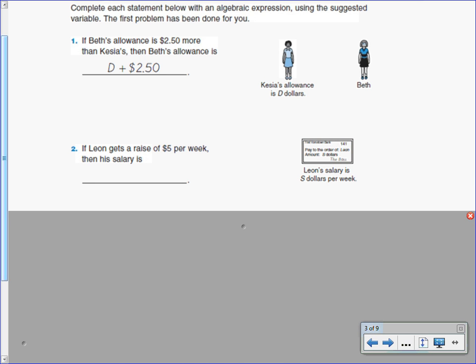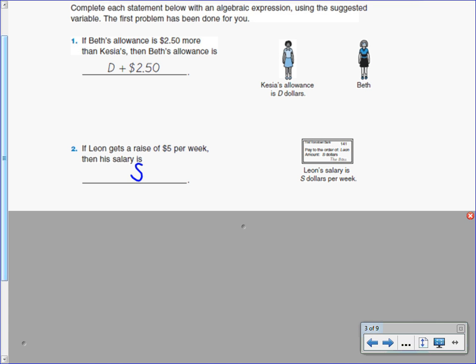So Leon's working a job. He works really hard, and every single week he gets a $5 raise. Okay? That's better than my dog. Over here it tells us that Leon's salary is S dollars per week. So what do I know my variable is? S. I know I'm going to have an S in here somewhere. I don't really know what yet. How can I use that S to figure out a number sentence for if he got a $5 raise every week?